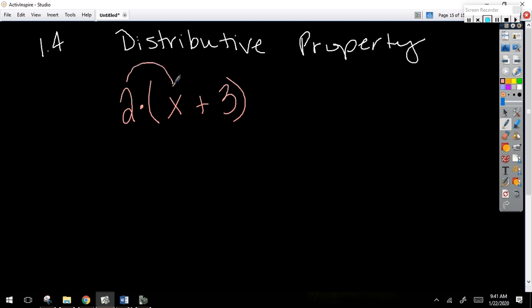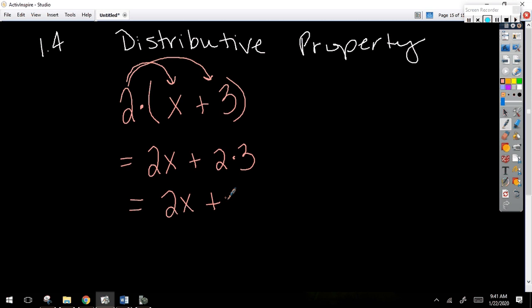So another way to write this would be 2 times x plus 2 times 3, right? So it would be 2x plus 6, right? And we talked about that a little bit yesterday, so I won't spend too long on that so we can get to the other good stuff in this lesson.